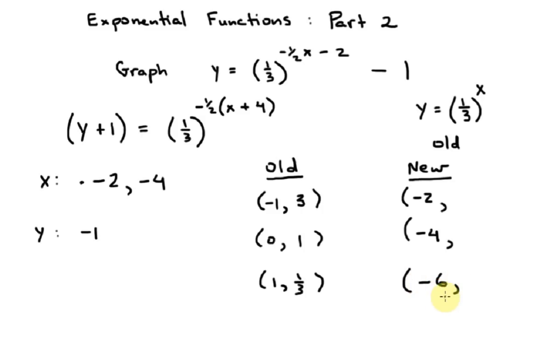What about the y values? They're really easy because I'm just throwing a negative 1. All these numbers here, I'm just subtracting 1 from them. So 3 becomes 2, 1 becomes 0, and 1/3 becomes negative 2/3. There are my new points, and I have in my mind what an exponential graph basically looks like. So I'm going to clear the screen, and hopefully you've got all these new points in your notes, and put up a grid.